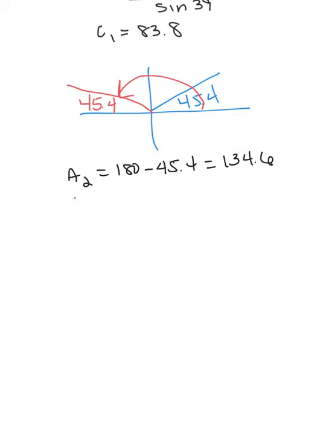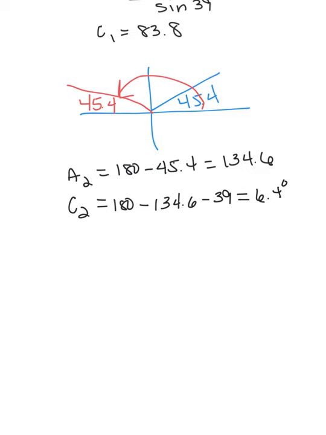To find our second C2, we're going to use the fact that the sum of the angles of a triangle is 180, and take 180 minus the 134.6 that we just found minus the 39 that we were given. So our second possibility for C is 6.4 degrees.